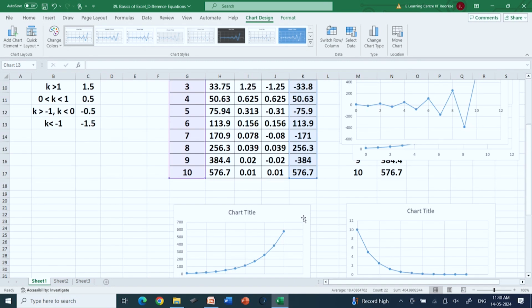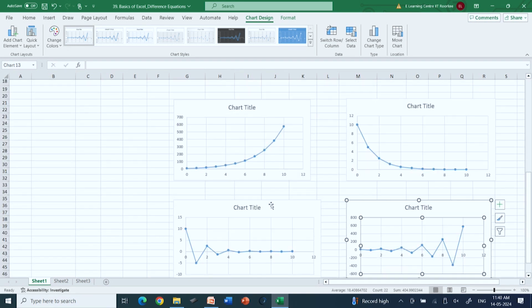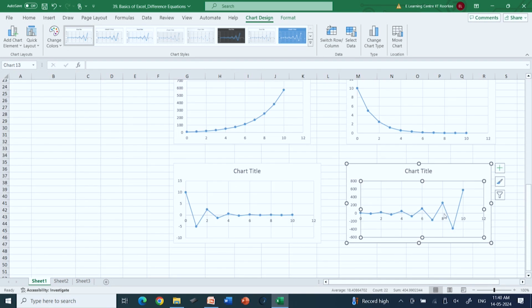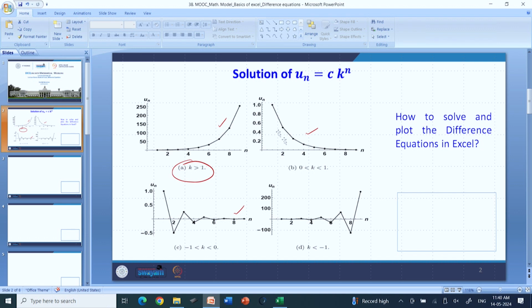And when k is less than minus 1, then again it is an oscillatory behavior, but in this particular case the oscillation increases as n increases. So, these are the 4 dynamics which we have already seen here, and we have just solved this equation with the help of Microsoft Excel to get a replica of these curves.